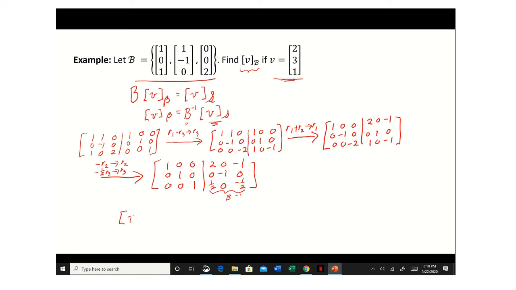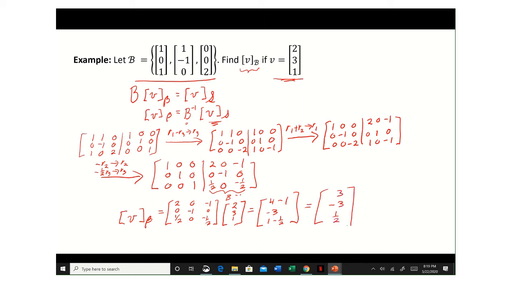Now I want to figure out the coordinates of v in relation to my basis. It is B inverse, which I just figured out, times my coordinates in my standard basis. And I just figured this out. This gives me 4 minus 1, which is 3. It gives me negative 3. And it gives me 1 minus 1 half. So that equals 3, negative 3, and 1 half. And those are the coordinates of my vector in relation to my new basis, or the beta coordinates, the B coordinates of my vector.